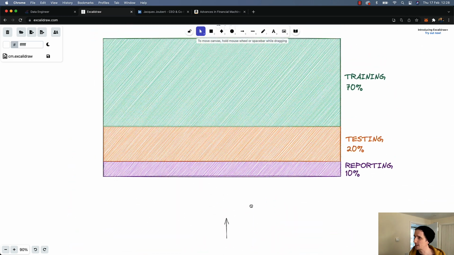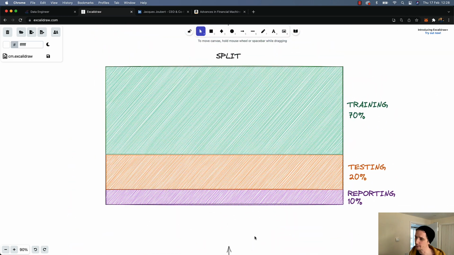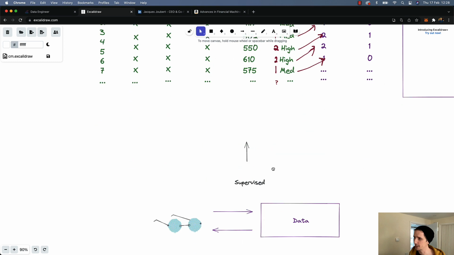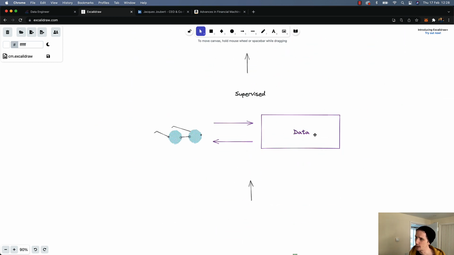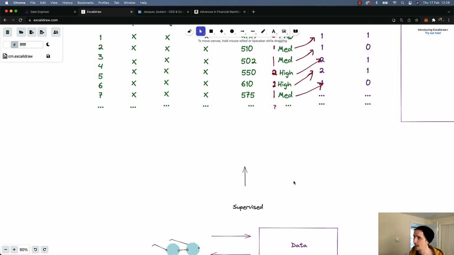So let's just go up here, because now we need to actually give our machine learning model data. So if I go down here, here's my data. I need to give it that data. So how do we structure the data?